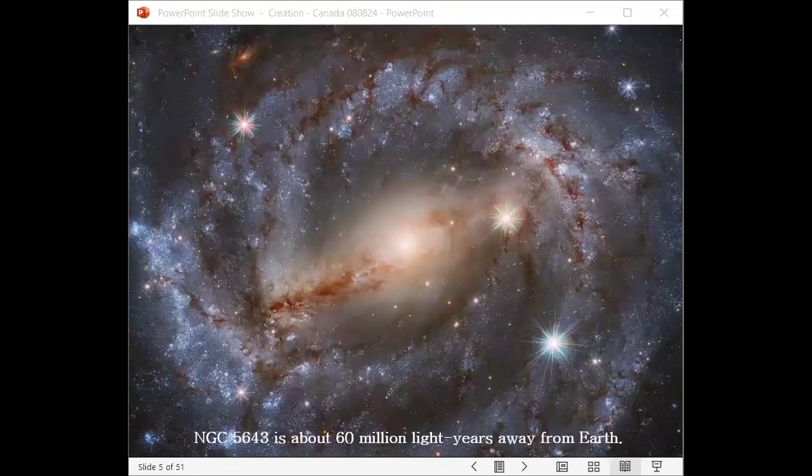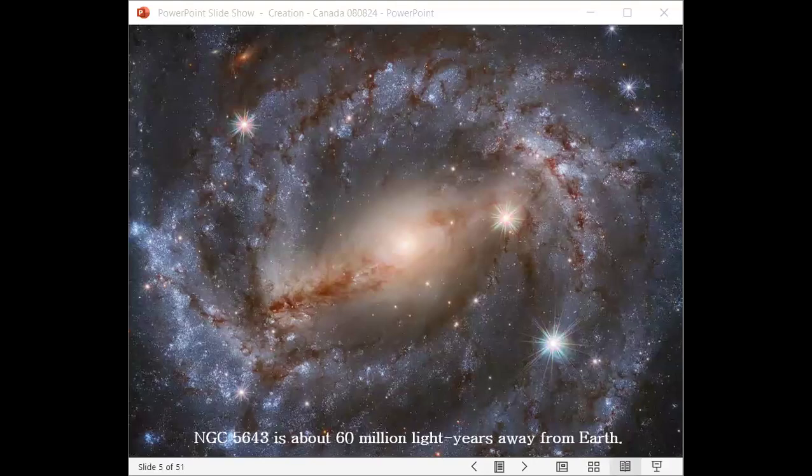This is a Hubble Space Telescope image of a galaxy called NGC 5643. NGC stands for New General Catalog. You don't need to know. This galaxy is about 60 million light years away from Earth. 60 million light years. This is one of the very close galaxies actually from the Earth.